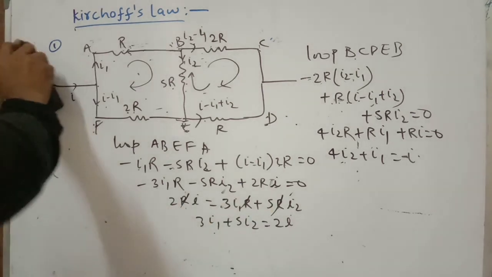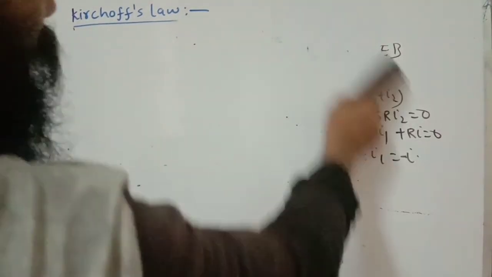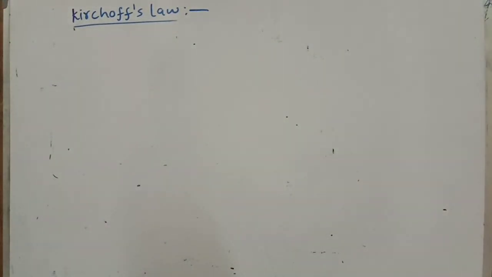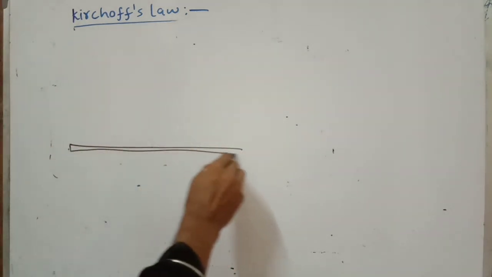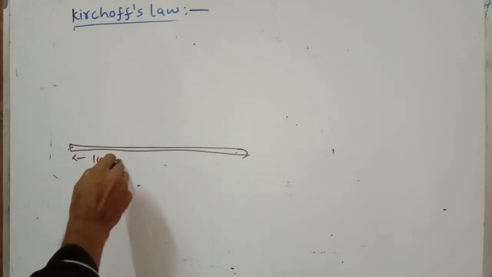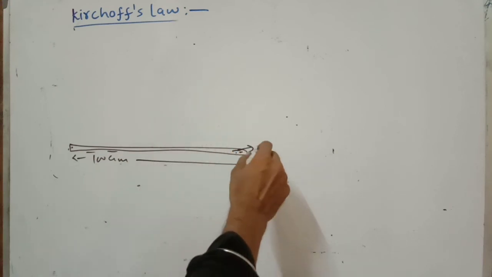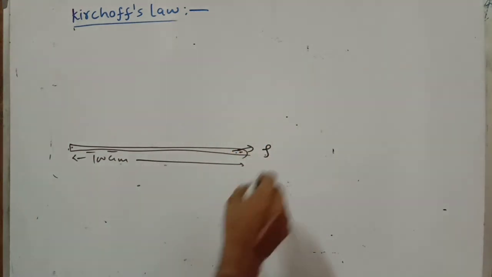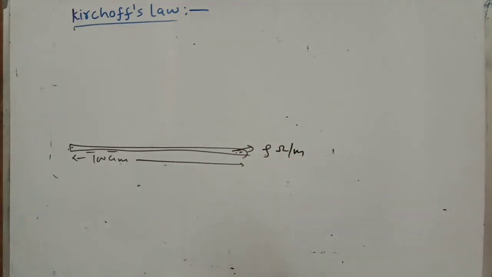In the practical lab, the arrangement of resistance is like this one. There is a meter bridge, which is 100 centimeter in length, and its wire is given a specific resistance rho, that means rho ohm per meter.